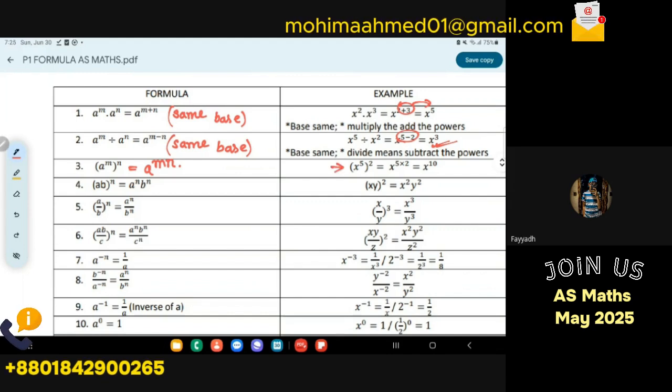In this example, as you can see, x to the power of 5, then again whole square. That means now this 5 and 2 will get multiplied together, and eventually you're going to get 10 as the final power for this base x.